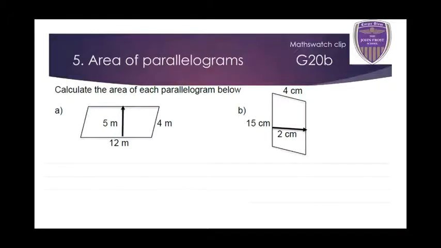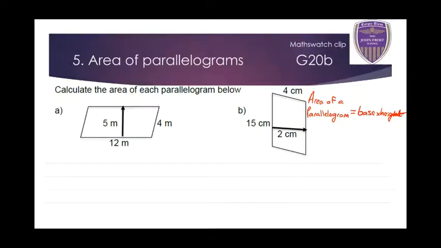So area of parallelograms. Now, these are slightly trick questions, because even though they look very intimidating and they'll give you loads of different lengths and sides of the parallelograms, the formula for this is very easy. Okay, the area of a parallelogram, yep, all it is is base times height. Okay, and that's all it is, base times height.